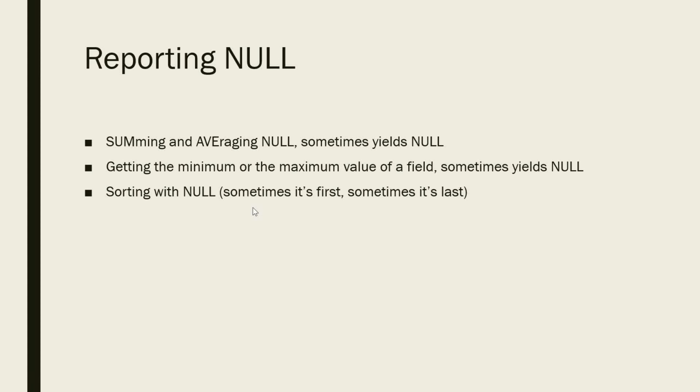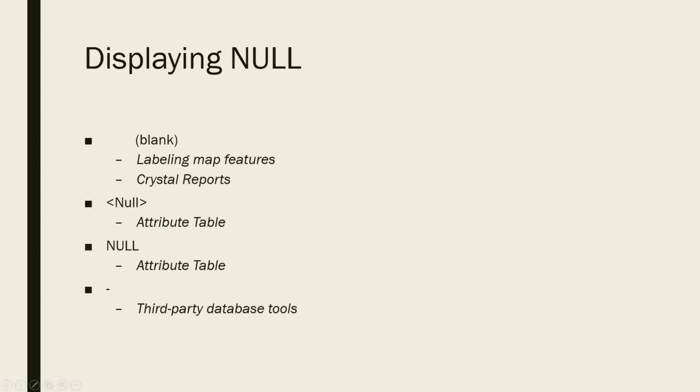When you sort null, sometimes it comes first and sometimes it comes last, depending on the database, depending on the driver and the client application. So you have to play around with that. But there are some database tools that access your GIS database directly, and they may return a null answer if you're wanting the sum or average of a field. And then when you're displaying it, it could be just a blank value. It could be this word null with angle brackets. Maybe it shows in all capital letters. The word null is displayed in different ways.